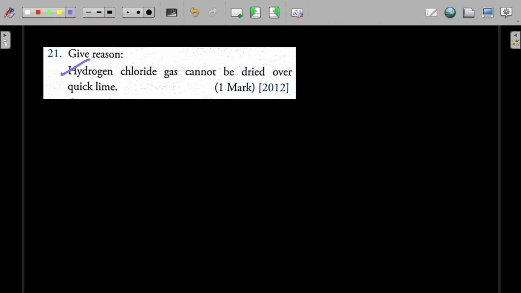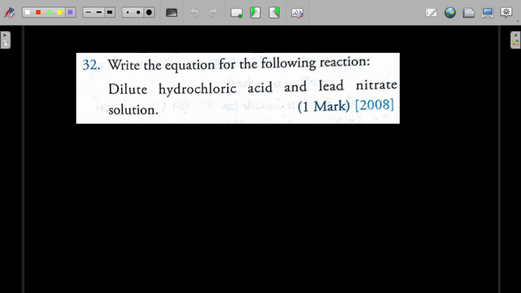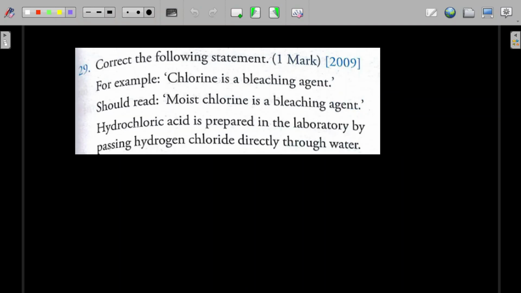Okay, same question. Equation: lead nitrate, hydrochloric acid, lead chloride plus HNO3 you will get. Okay, what will we write here? Hydrochloric acid is prepared in the laboratory by passing hydrogen chloride directly through water. What do we have to write here?